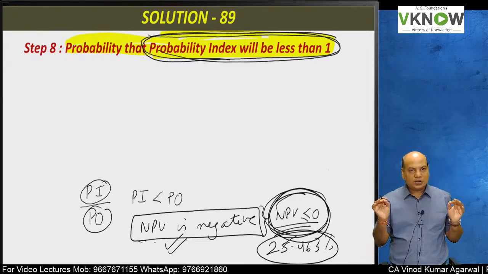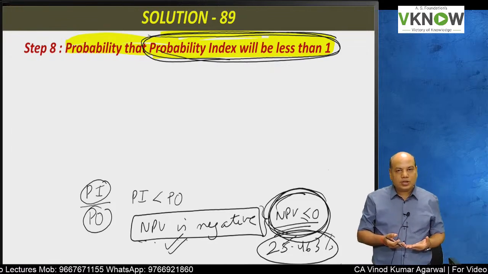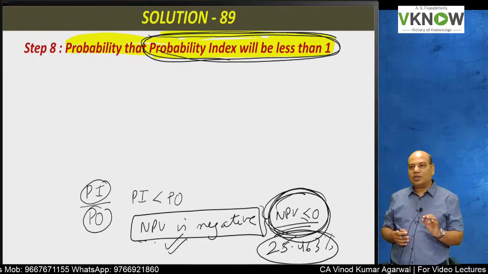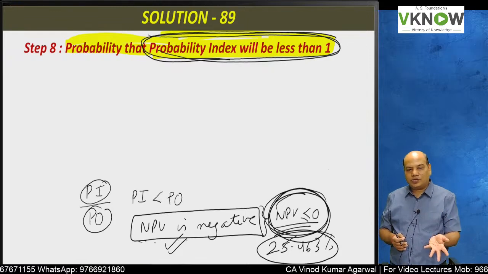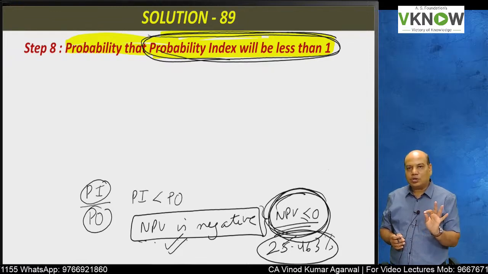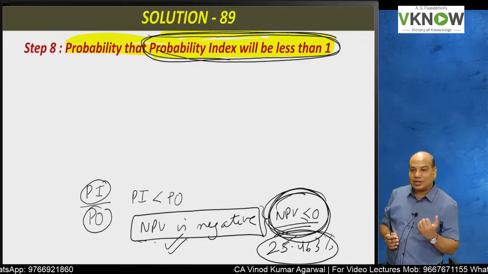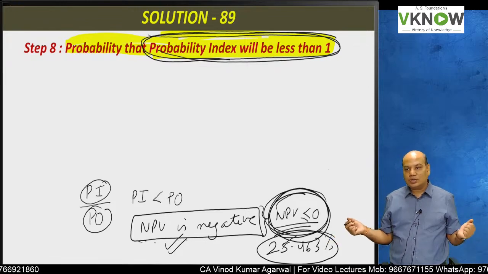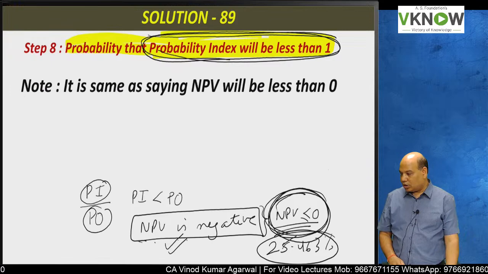You are asking the same question in a different manner. If somebody says what is the probability NPV is less than 0, you will say 25.463%. But if he changes the question and says what is the probability that profitability index will be less than 1, he is asking you the same question. How can your answer change? Write down below.